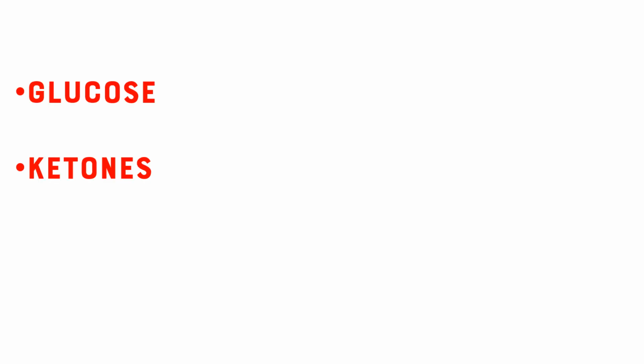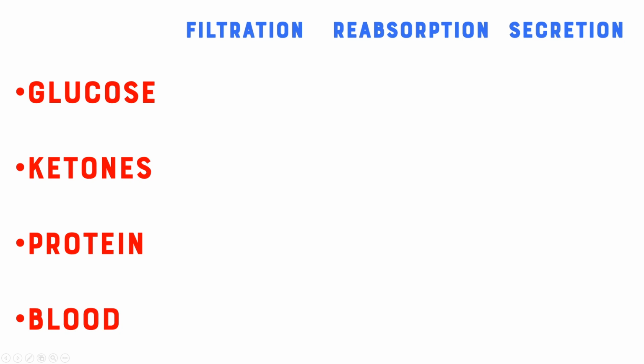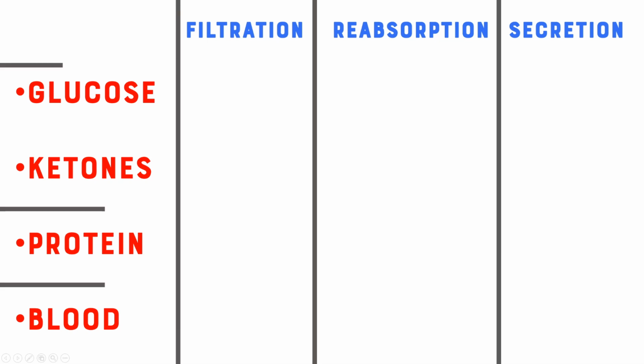Now let's talk about the abnormal components that get tested in the exam, in urine examination. One is glucose, one is ketone bodies, one is protein, and lastly, you have blood in urine. Before that, I'll ask you some questions. Let's see all these four abnormal components: do they get filtered, reabsorbed, or secreted? Let's see what happens.